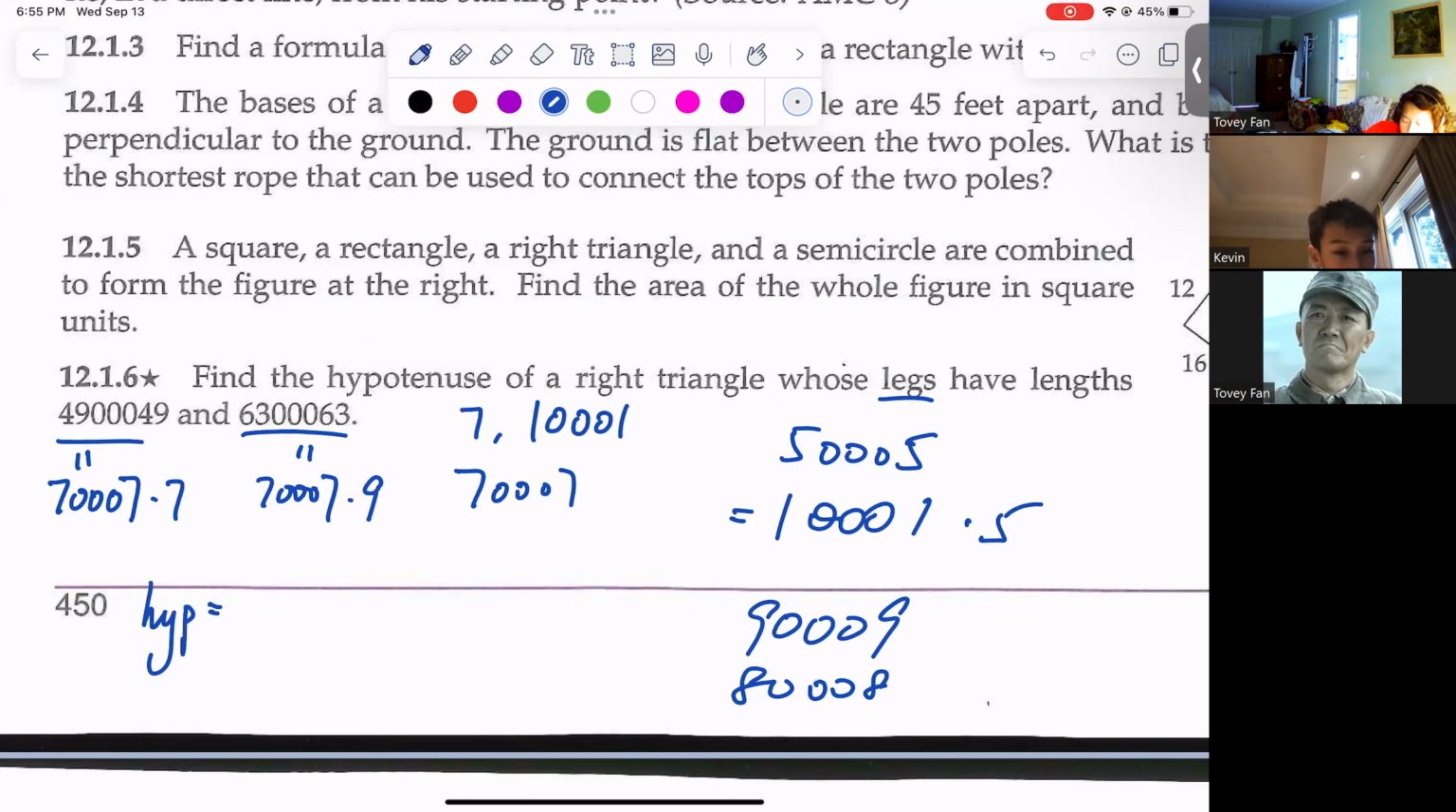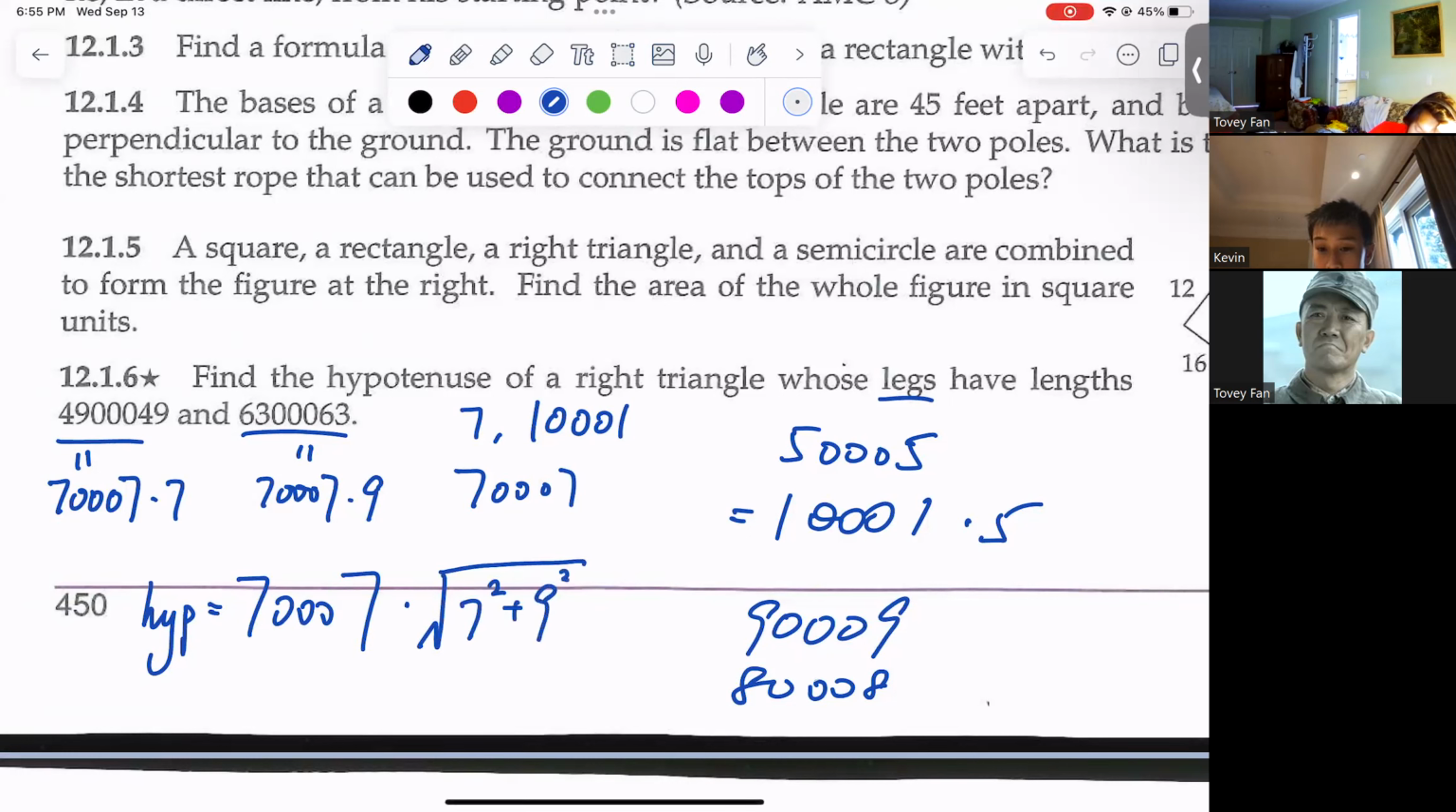7 and 9 are not Pythagorean triples, okay? So don't worry. Because if you start with 7, remember it's 7, 24, 25. But does it matter? If it's not Pythagorean triples, what do we do? I could just do the Pythagorean theorem. Yeah, just apply the Pythagorean theorem. So the hypotenuse is just 7007 times the square root of 7 squared plus 9 squared.